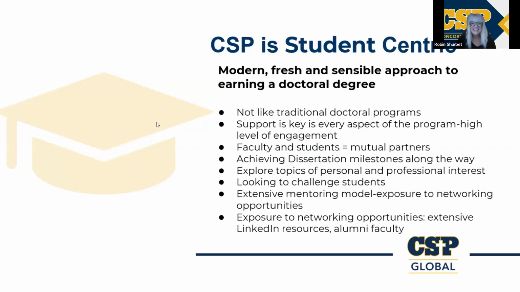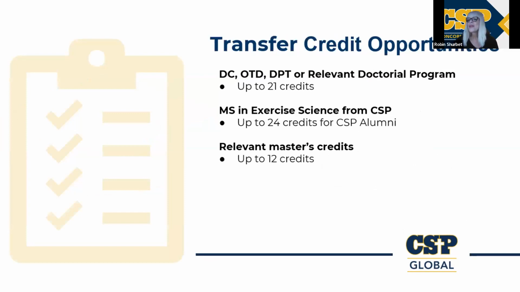Next slide, please. All right. One of the things that really puts us out there and above, I should say, is that we are a transfer-friendly university. We will consider up to 12 credit hours if you have a master's degree in a related field. If you're an alumni of CSP, we'll consider up to 24 credit hours from your master's coursework. If you hold a doctorate in a related field, a chiropractor, a physical therapist, we'll consider up to 21 transfer credits. Having that opportunity to transfer credits in is going to do two great things. It's going to shorten the length of your program potentially and the costs, which I know are important to students.